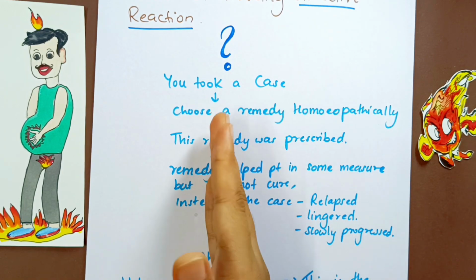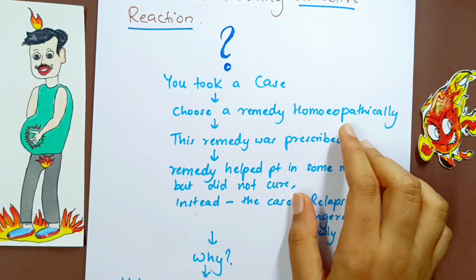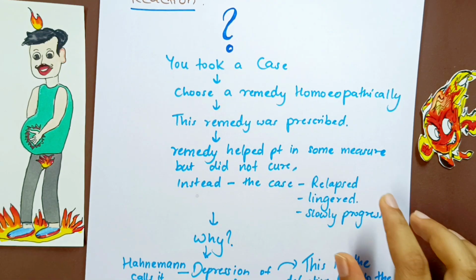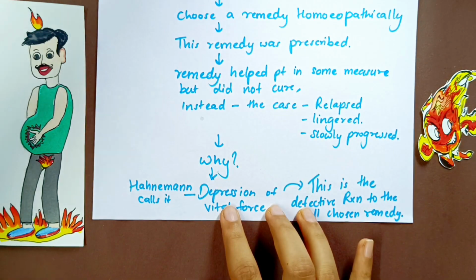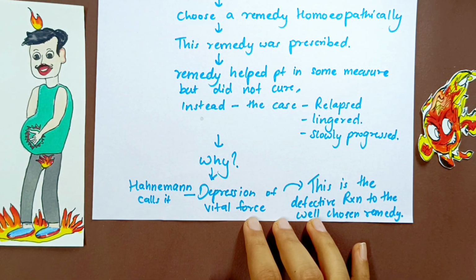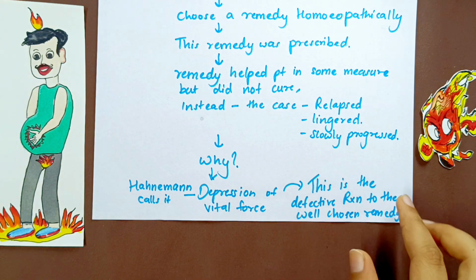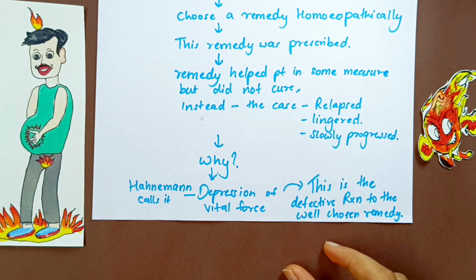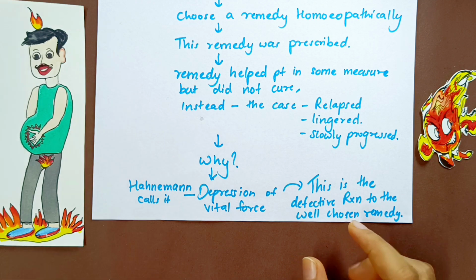So now, why is this happening? Because you gave the correct remedy, right? You chose a remedy, that too homeopathically, following all the principles of homeopathy, and you did everything correctly. But even then, the cases may be relapsing, maybe lingering, maybe slowly progressing. Why? Now Hahnemann over here calls it depression of vital force. Okay, so the vital force is actually depressed. This is the defective reaction to the well chosen remedy. So whatever well chosen remedy you've given, the vital force is not reacting correctly as it should. So there is defective reaction.